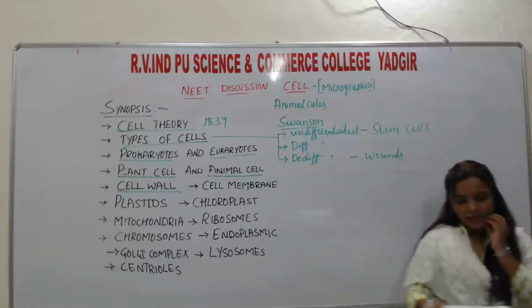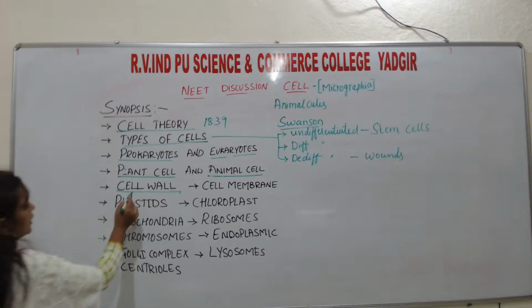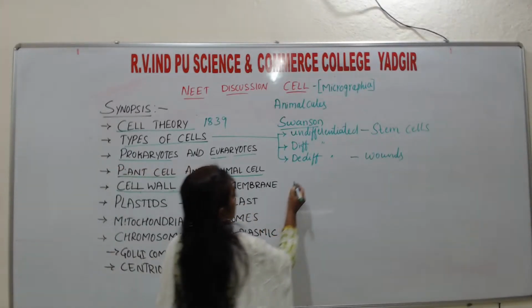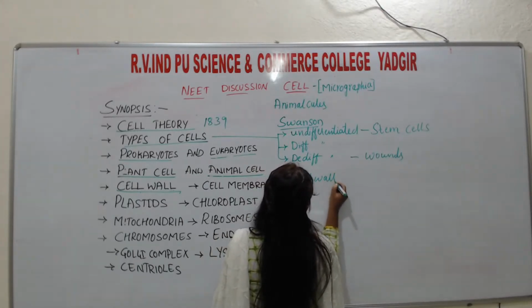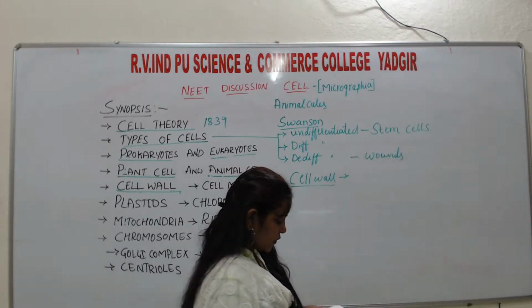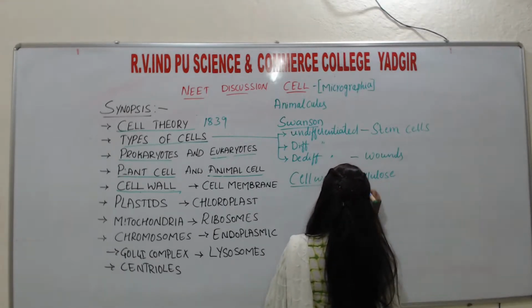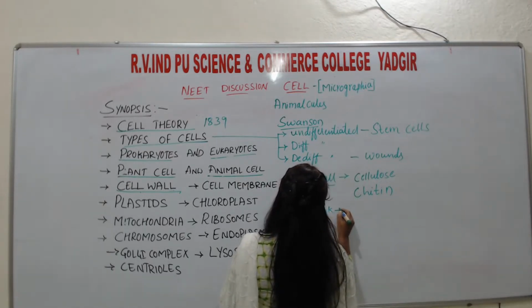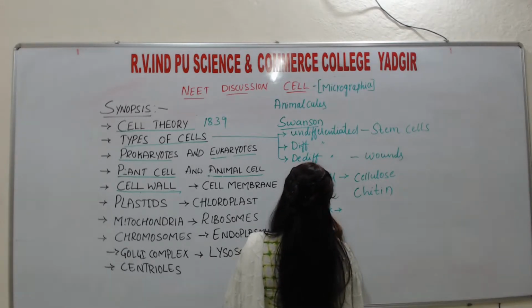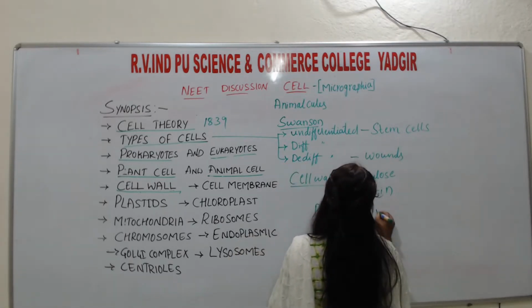The cell wall is found in plants, and it is made up of cellulose. In the case of fungi, it is chitin. In the case of prokaryotes, like bacteria and cyanobacteria, what type of cell wall will they have? That is peptidoglycan.